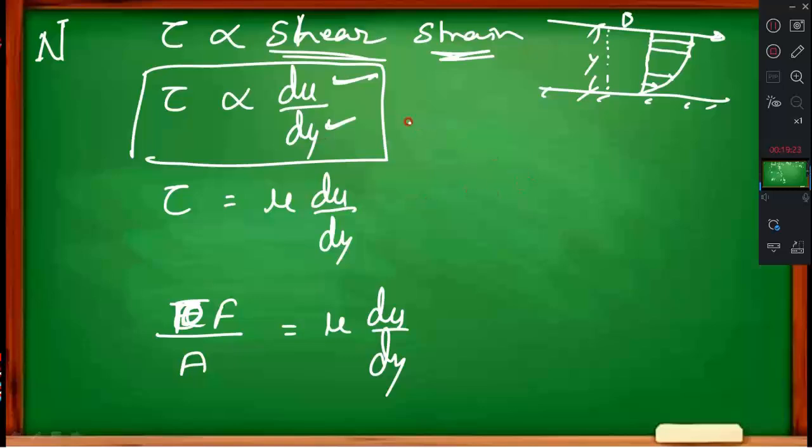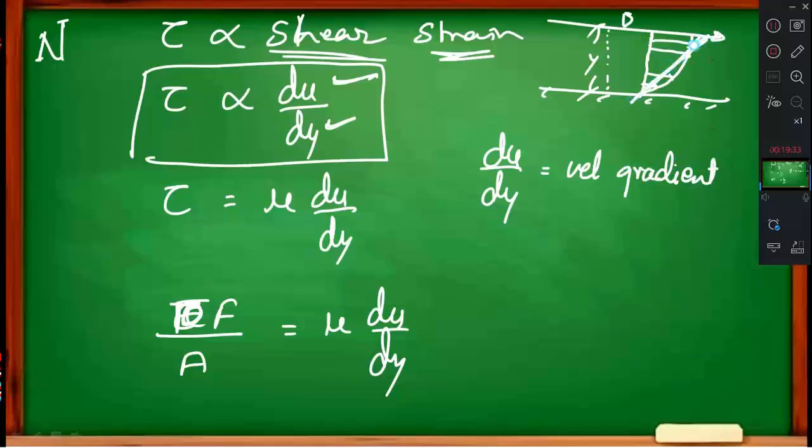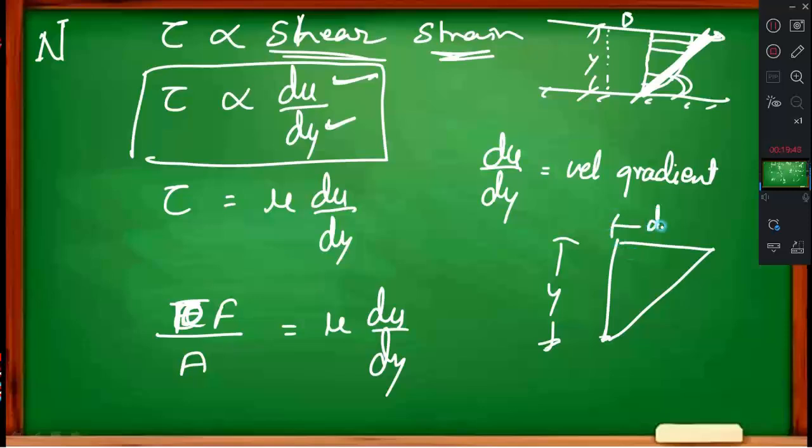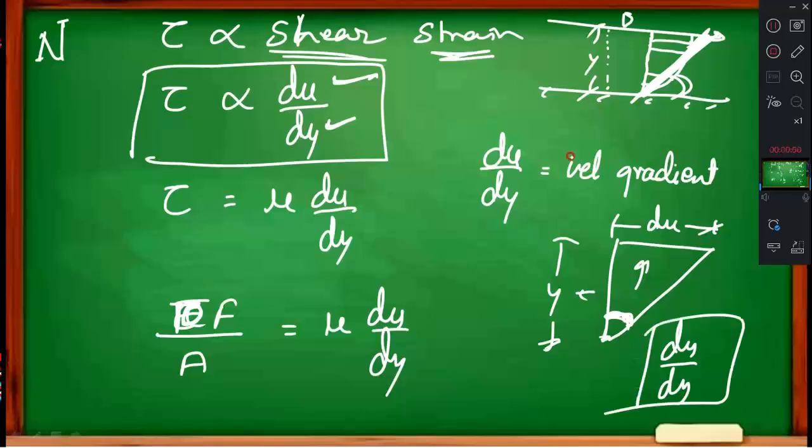This du by dy we can call velocity gradient. See here, there is some inclination in this velocity profile. This inclination is called velocity gradient. Now look here. If this is a velocity profile and this is y, and this is the velocity du, then what is this? Opposite by adjacent. This is the gradient angle. Opposite by adjacent, du by dy. Understood?